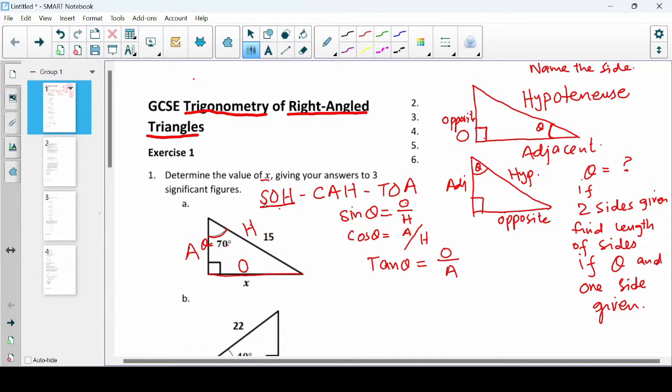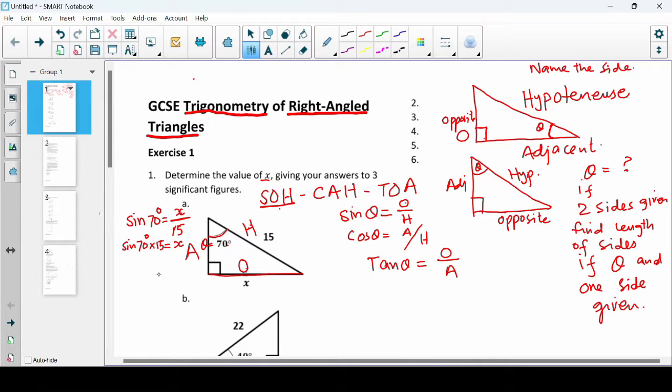Using this formula, now what we do is: sine 70 degrees is equal to opposite, which we do not know, right? Opposite is x over hypotenuse is 15. And now we have to find the value of x. So we move this 15 to the other side of the equation, and this 15 is dividing x. So when it goes to the other side of the equation, it will multiply. So sine 70 degrees multiplied by 15 will give us the value of x, right?